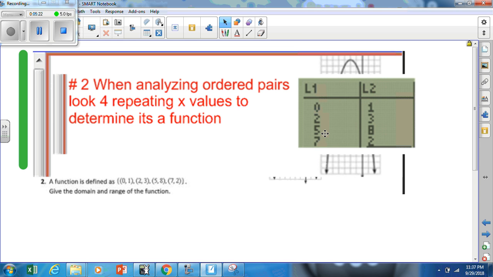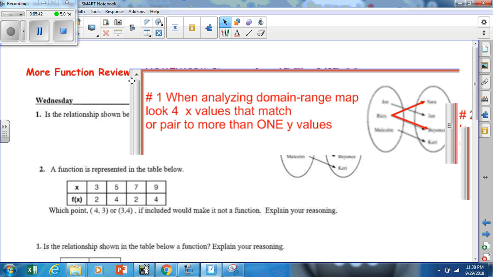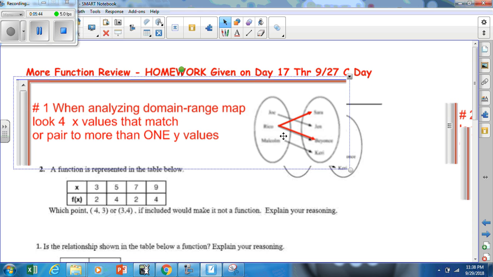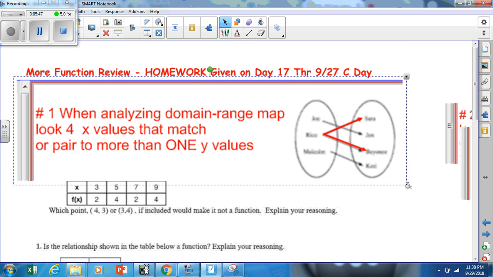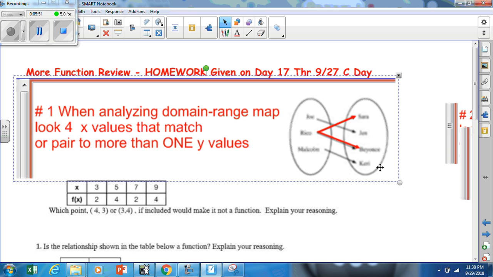Next question. Is the relationship shown below a function? Explain your reasoning. Again, friends, we've worked with these domain and range maps before, and the key is I'm looking for x values that pair to more than one y value. If I see an x value paired to more than one y value, then it's not a function.